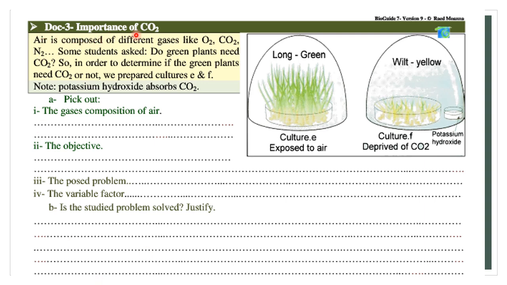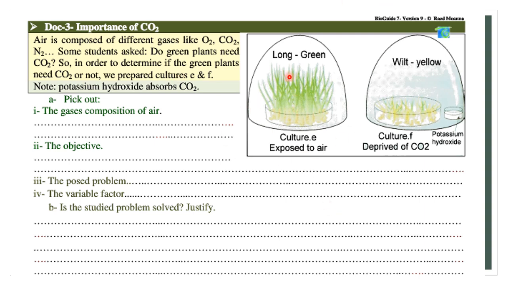Document 3, importance of carbon dioxide. Air is composed of different gases like O2, which is oxygen gas, CO2, which is carbon dioxide gas, and N2, which is nitrogen gas. Some students asked, do green plants need CO2? So, in order to determine if the green plants need CO2 or not, we prepared culture E and F.